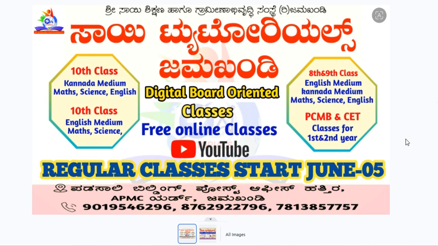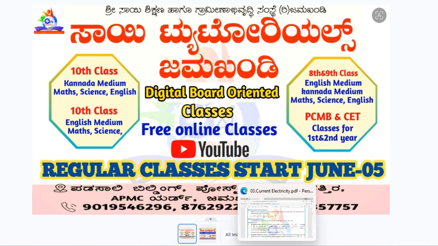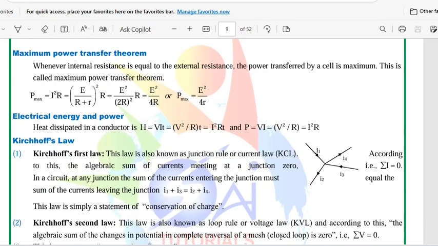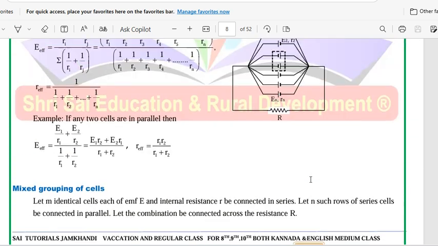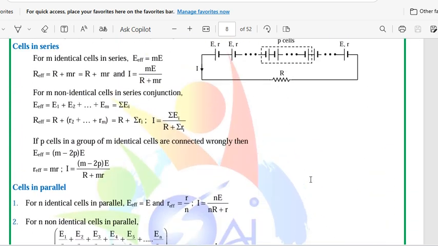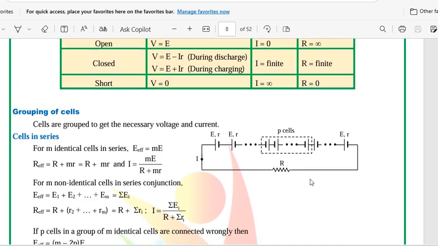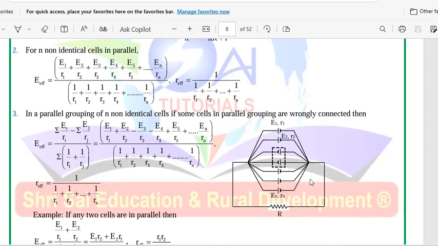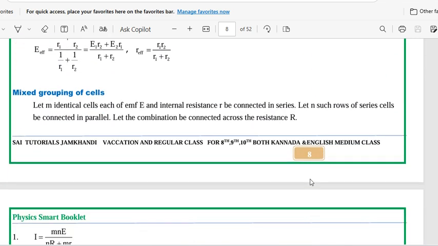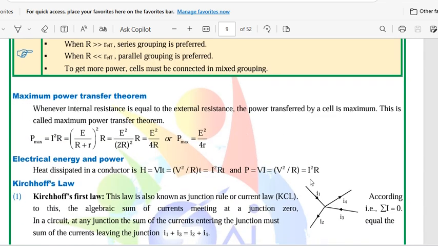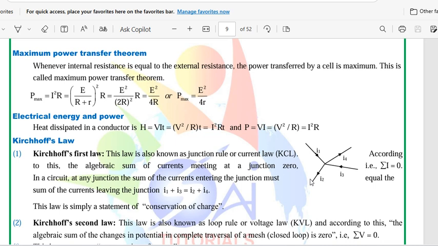Dear students, in today's session, let us learn about the third chapter of Physics, Second PUC, that is Current Electricity. In the previous session, I discussed some concepts related to your syllabus, that is cells, grouping of cells, cells in series and in parallel combination, and mixed grouping of cells. What is the maximum power transfer theorem, and electrical energy and power?